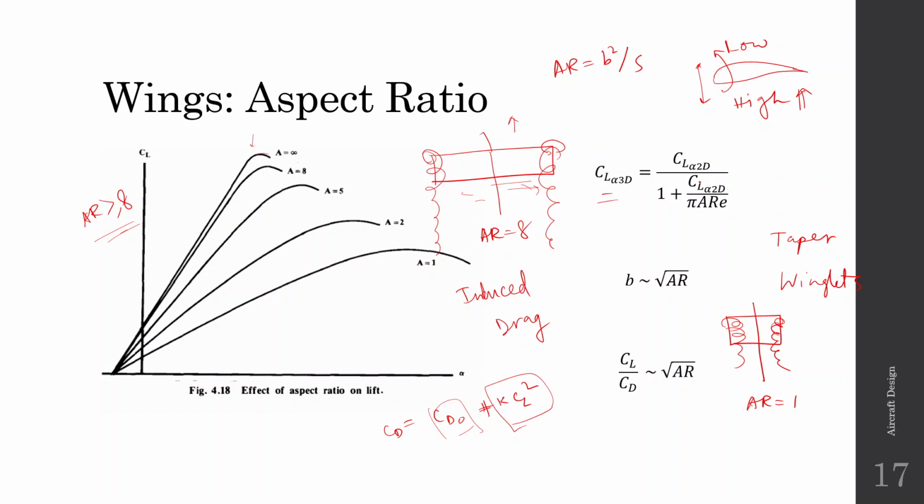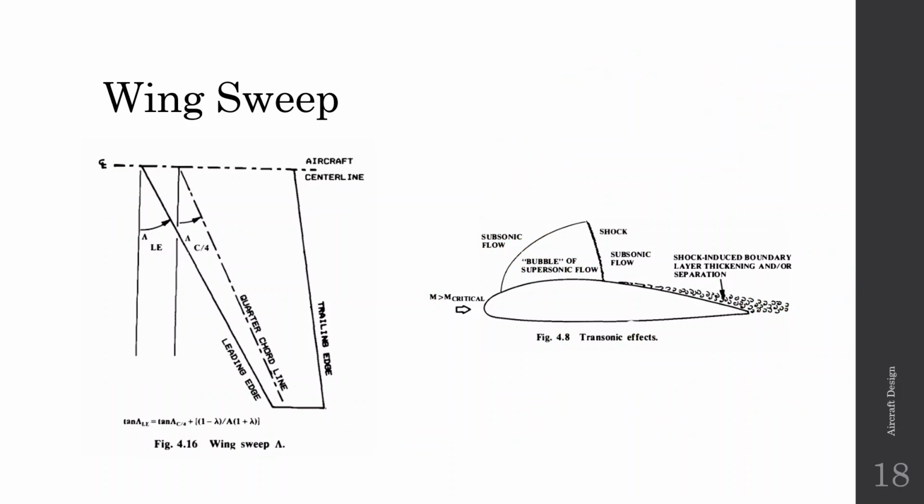Now see, this is CL alpha 3D from CL alpha 2D, we can derive it using this formula. And you also know that the wingspan is proportional to the square root of aspect ratio. So as aspect ratio increases, the wingspan also increases. And the CL by CD is also proportional to the aspect ratio. So as the aspect ratio increases, the CL by CD also increases. Now I will discuss wing sweep.